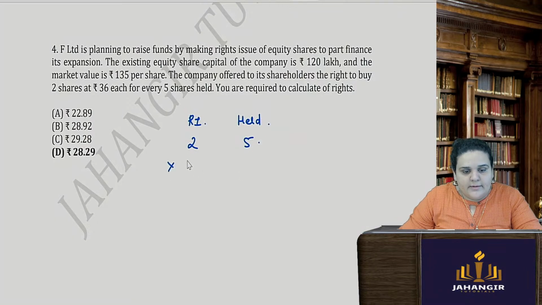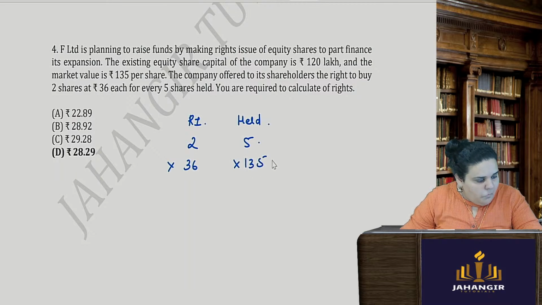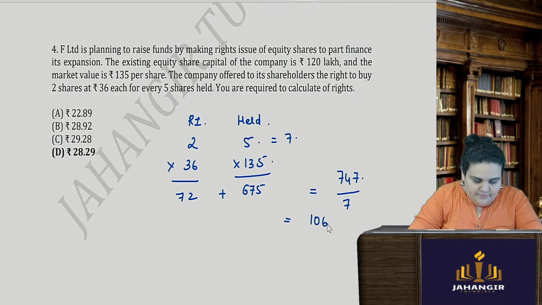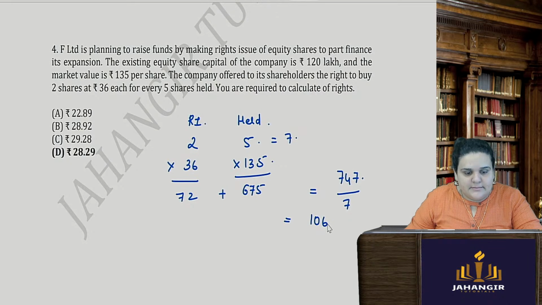2 shares I am going to get in 36 rupees each and 5 shares the market price is 135. Okay. So this is going to become 675 and this is going to be 72. This will be 747 divided by 7, total number of shares. So average price is going to be 747 divided by 7, 106.71. This is the average price.